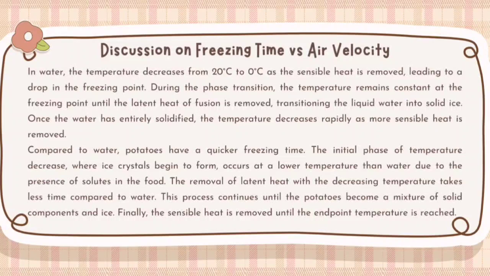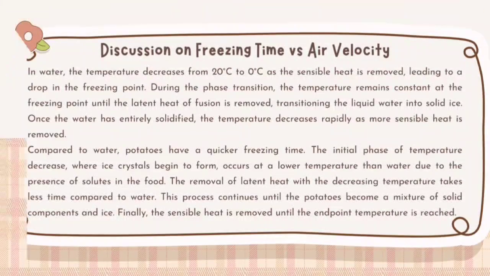Compared to water, potatoes have a quicker freezing time. The initial phase of temperature decrease, where ice crystals begin to form, occurs at a lower temperature than water due to the presence of solutes in the food. The removal of latent heat with the decreasing temperature takes less time compared to water. This process continues until the potatoes become a mixture of solid components and ice. Finally, the sensible heat is removed until the endpoint temperature is reached.